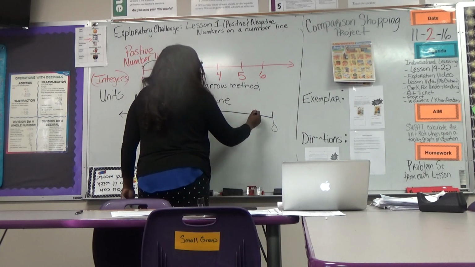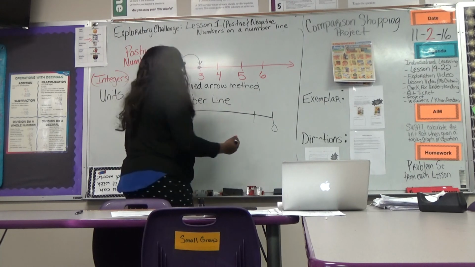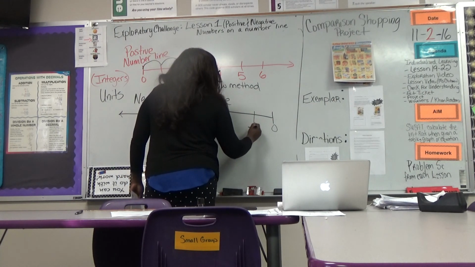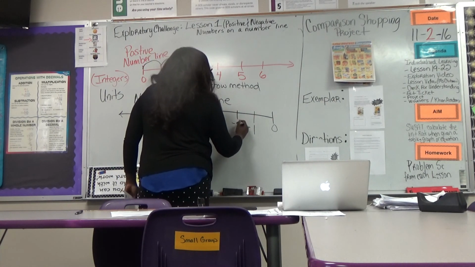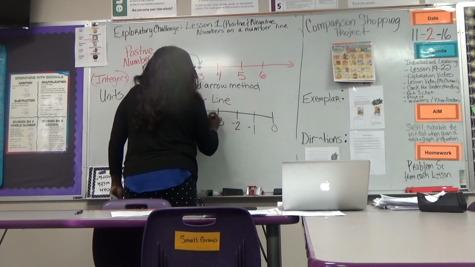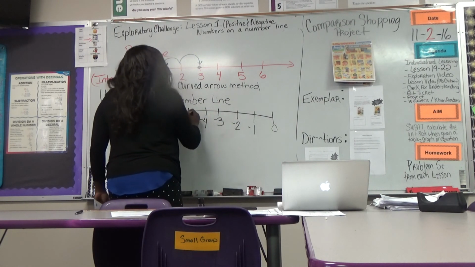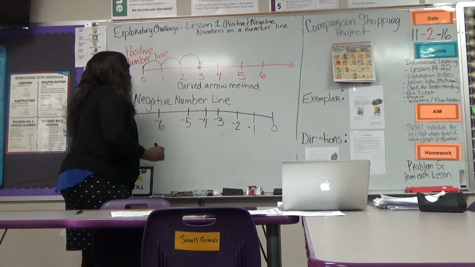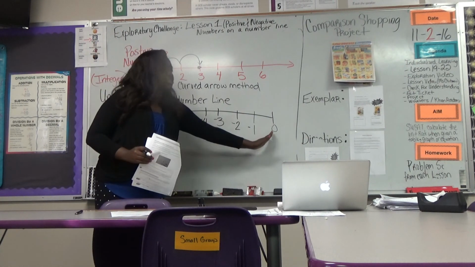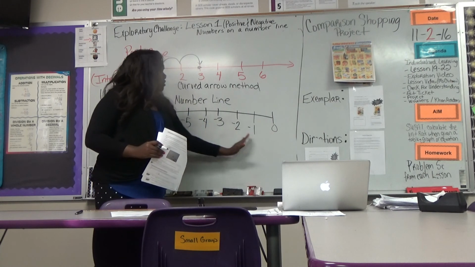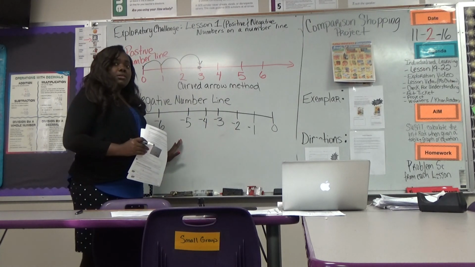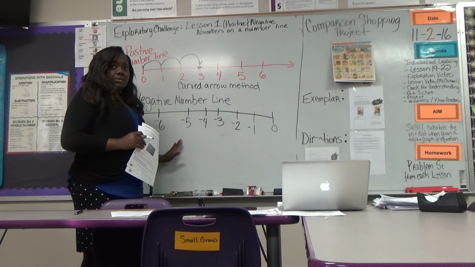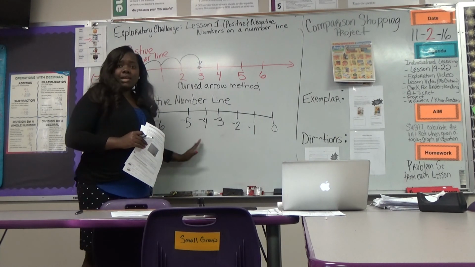So I'm going from 0. Remember, these are whole numbers. So the next number will be negative 1, negative 2, negative 3, negative 4, negative 5, and I'll stop at negative 6, okay? So what you're saying is, the further I go left on the number line, the decrease in the number. All right, the smaller the number gets, right?